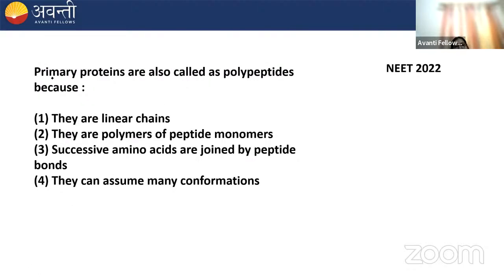The next question says the primary protein is also called a polypeptide because: number one, they are linear chains. Number two, they are polymers of peptide monomers. Number three, successive amino acids are joined by peptide bonds. Fourth, they can assume many conformations. Primary proteins are also called polypeptides because, remember the primary structure of protein?